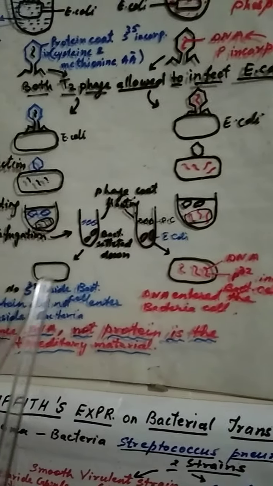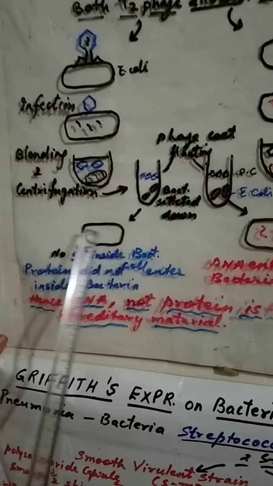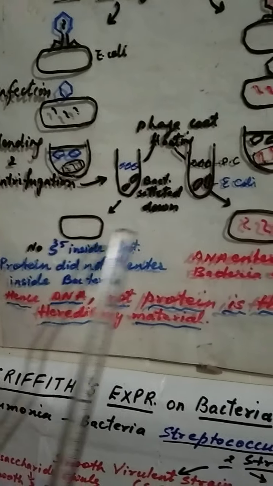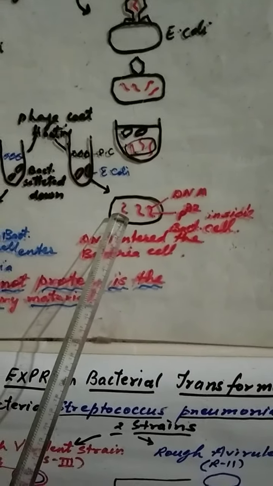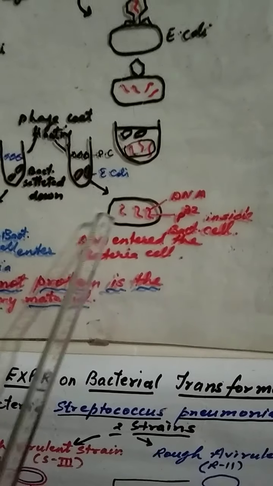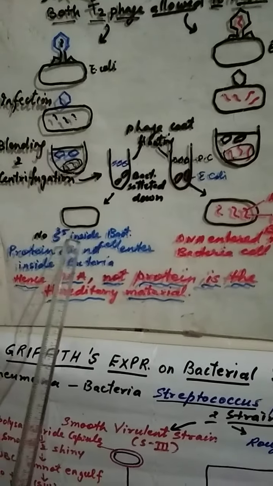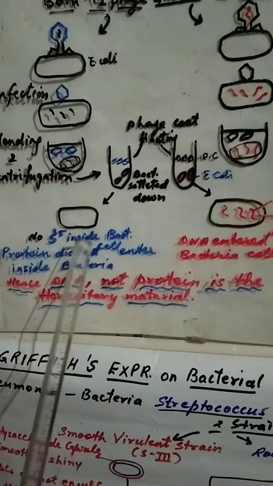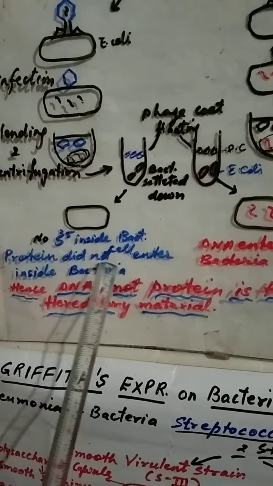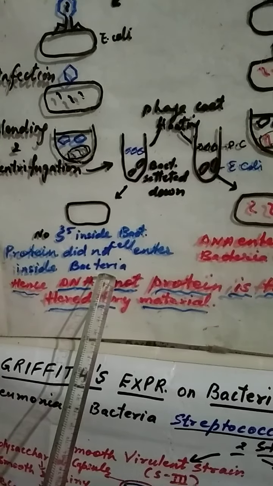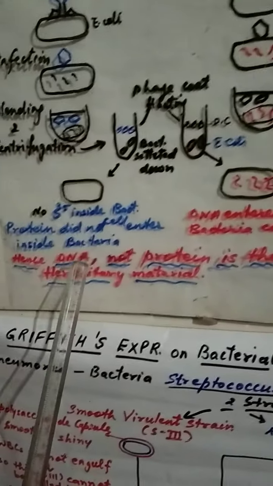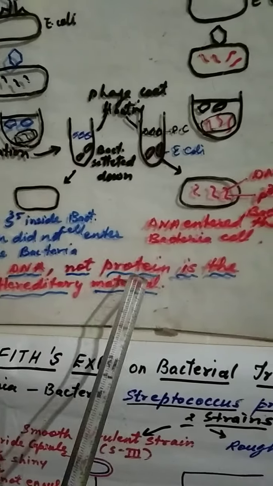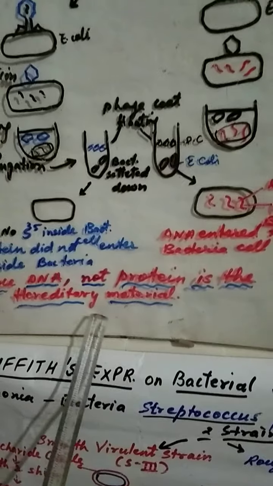It was seen that inside the bacteria there was no radioisotope found in this case, while in this bacteria the radioisotope phosphorus was seen. So what is the conclusion? No sulfur 35 isotope inside the bacteria means protein did not enter the bacteria, while here DNA entered the bacteria cell. So we can conclude here that it is DNA, not the protein, which is the hereditary material.